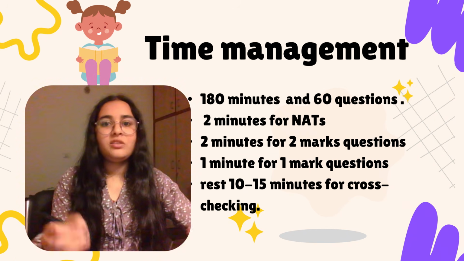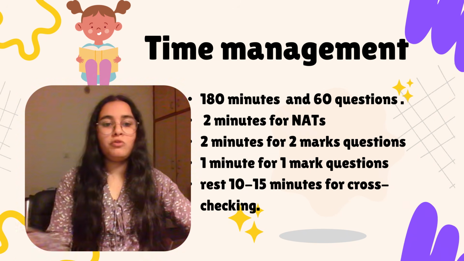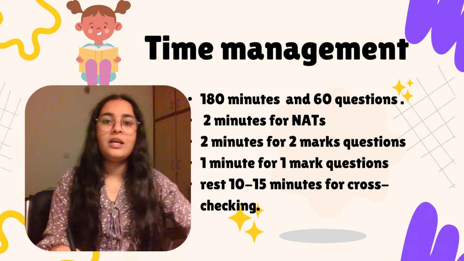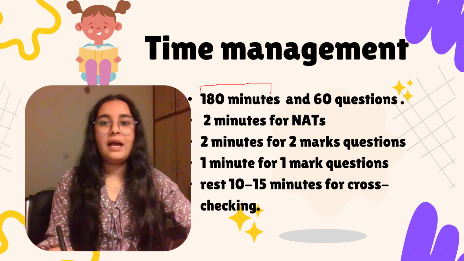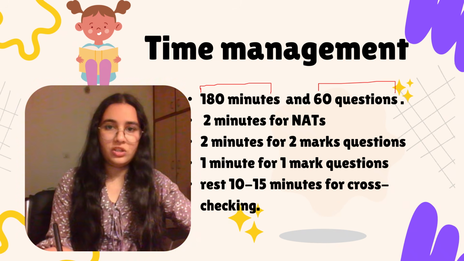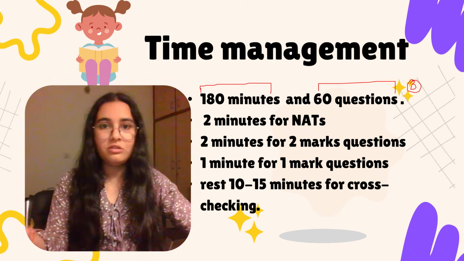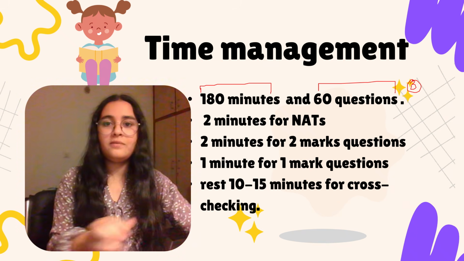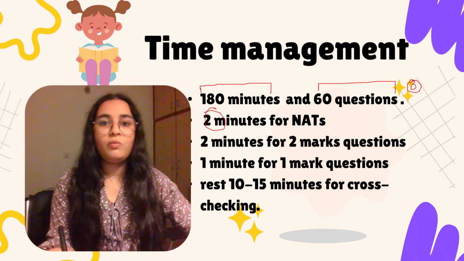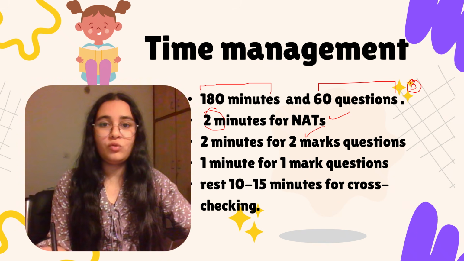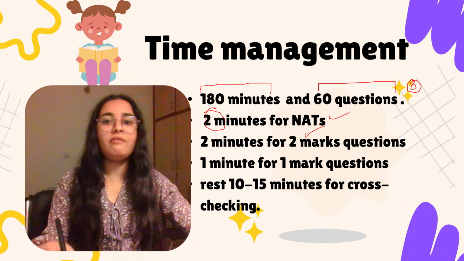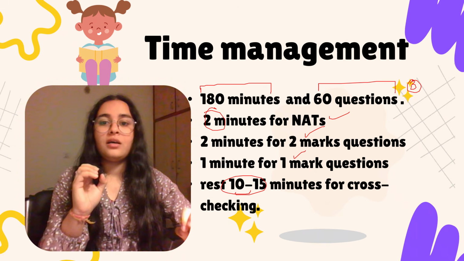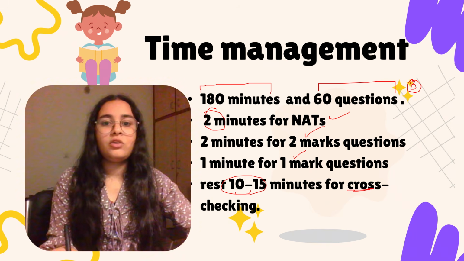Time management is also important, because what if you know all the answers but you are very slow in solving questions? That shouldn't happen. There are a total of 180 minutes, and you have to attempt 60 questions. Roughly 3 minutes per question is fine, but because some NAT questions may demand more time, you should target about 2 minutes for every NAT question, 2 minutes for every 2 marker question, and 1 minute for every 1 mark question, and you should keep at least 10 to 15 minutes for cross checking.